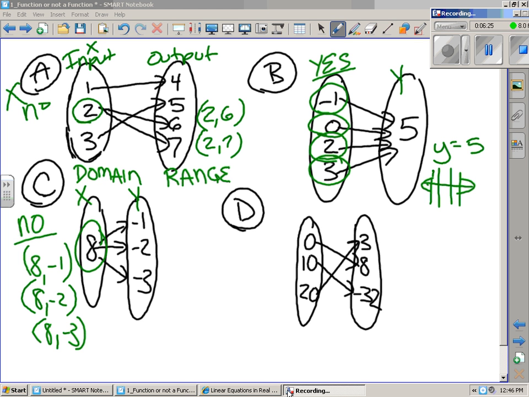In D, we have our x value of 0, which has an output of 8, x value of 10, which has an output of -32, and last in our domain, we have an x value of 20 with an output of 3. Each x value has only one y value attached to it, so yes, this is a function.